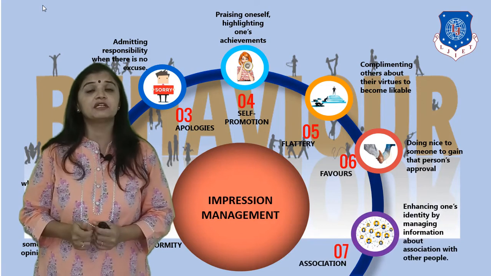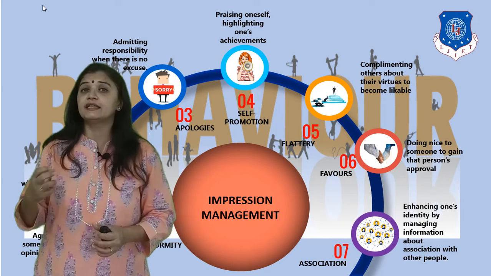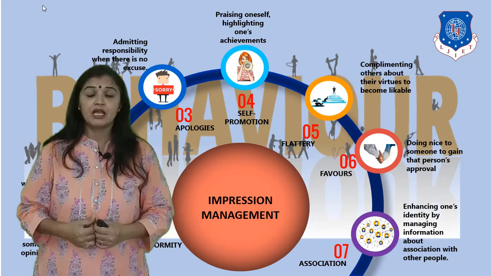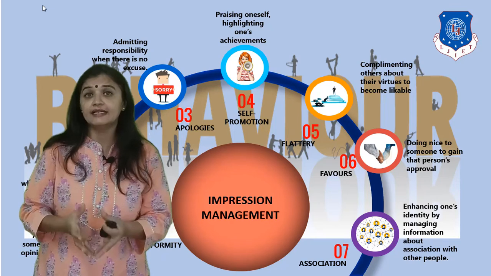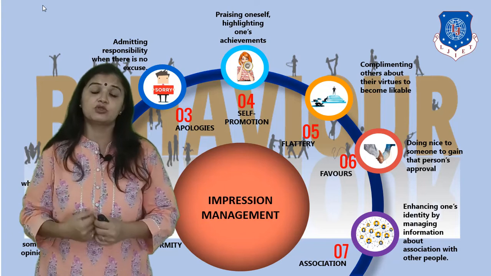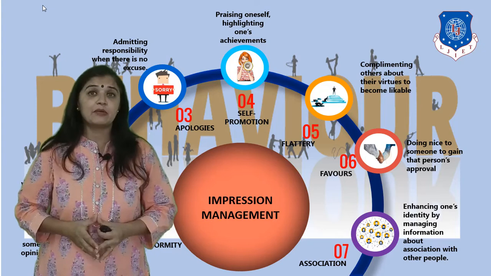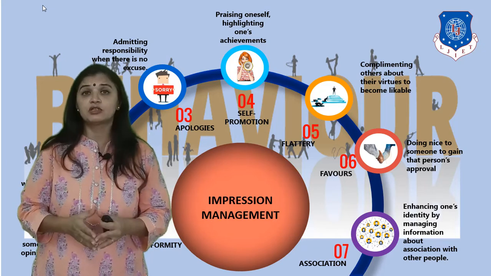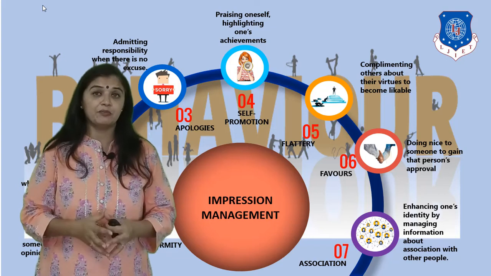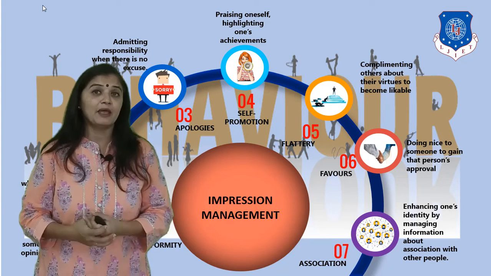The last impression management technique is association. Many people want to create an impression by showing their connection with some important person. By enhancing one's identity with someone, with the information that you are connected to someone, one tries to manage one's impression. For example, if an employee talks about his or her connection with the boss, then it creates a good impression. So, even association is used for impression management by many people.